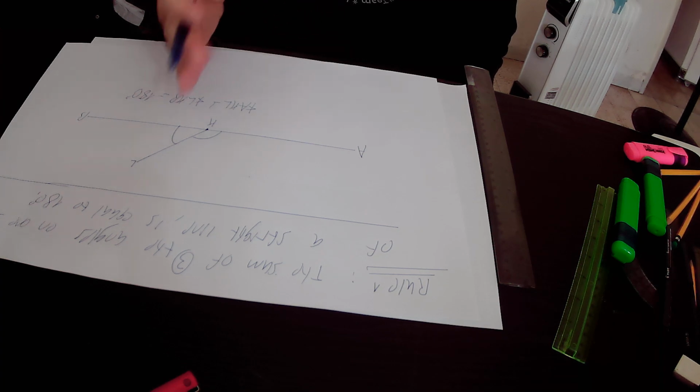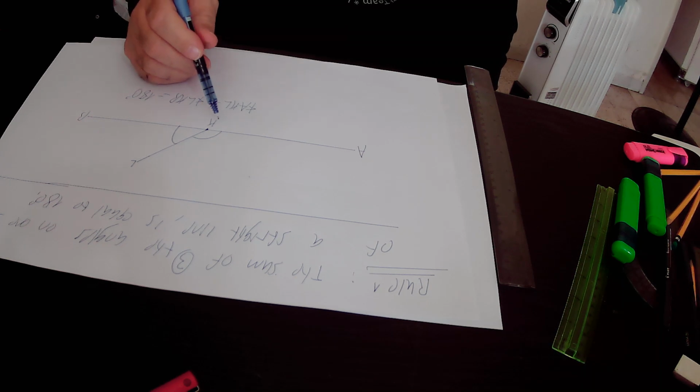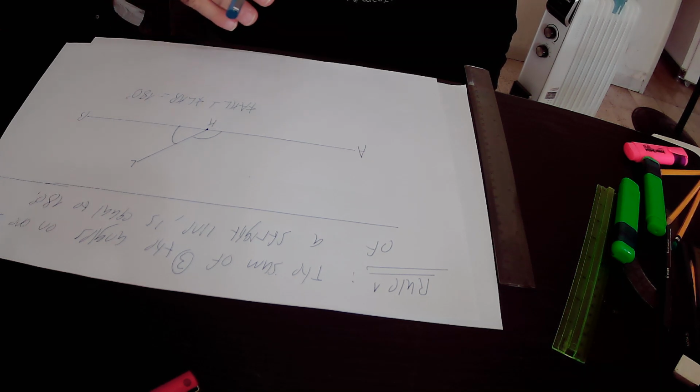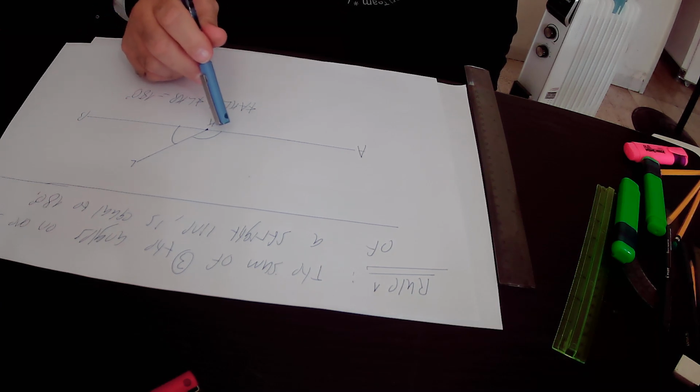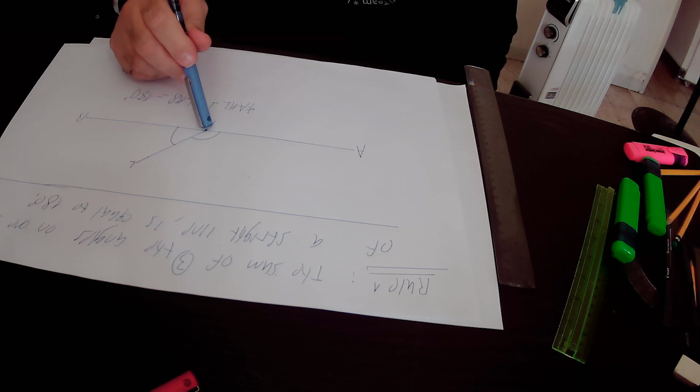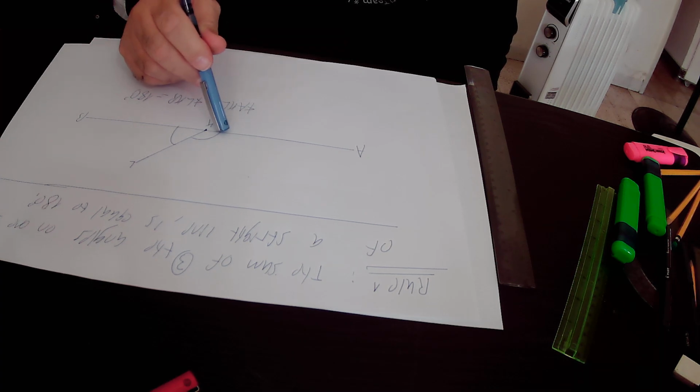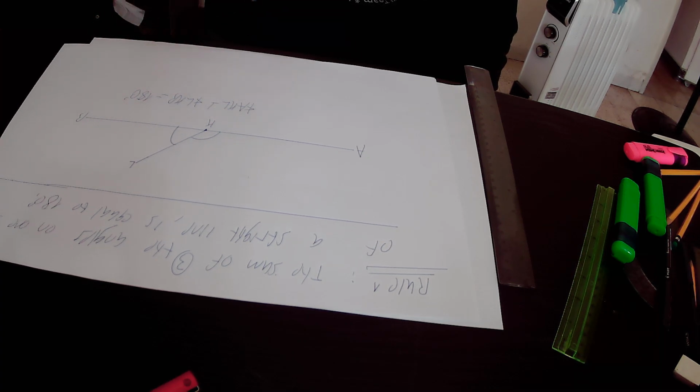The same thing is true, the sum of the angles on one side. This one side is the upper side. The same thing is true in the lower side. That is to say, the sum of the angles in the lower side of the straight line AB must be equal to 180 degrees. In the lower side of AB at point K we have this angle, and it is also equal to 180 degrees.